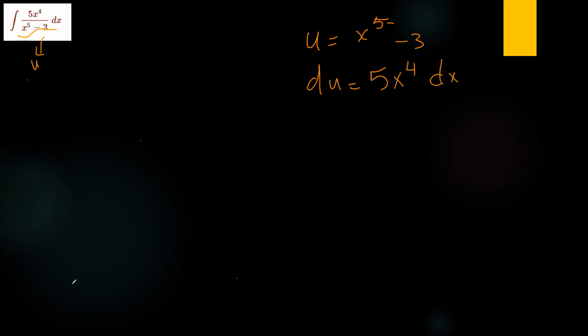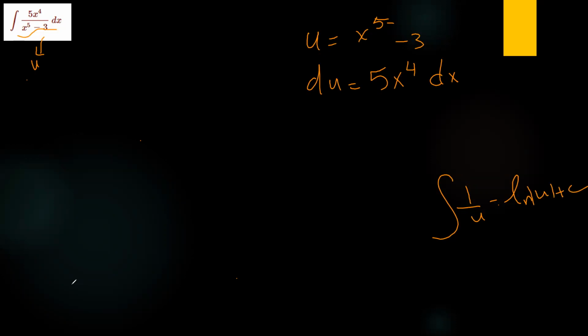The last part here, we have the same idea: the integration of 5x to the power 4 over x to the power 5 minus 3. The integration of 1 over u is logarithmic. So now let's assume that this is u. If u is x to the power 5 minus 3, so du will be 5x to the power 4 dx. Now, let's remember that the integration of 1 over u is ln u plus c.